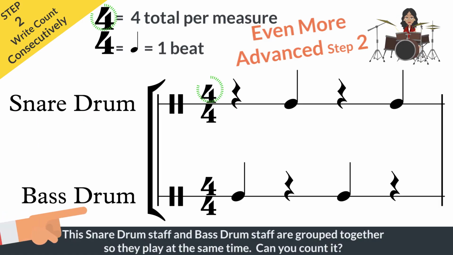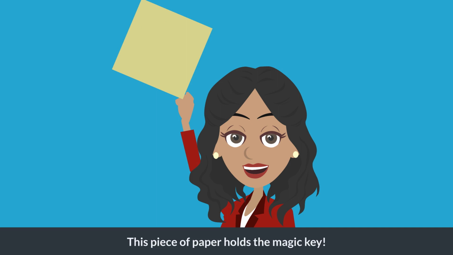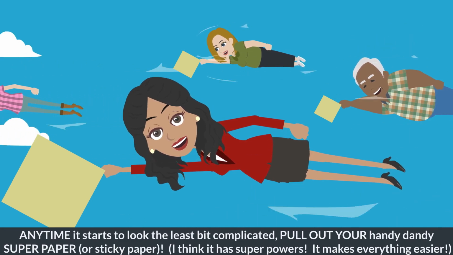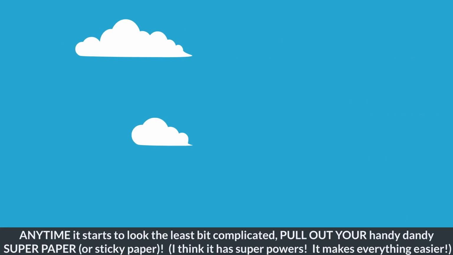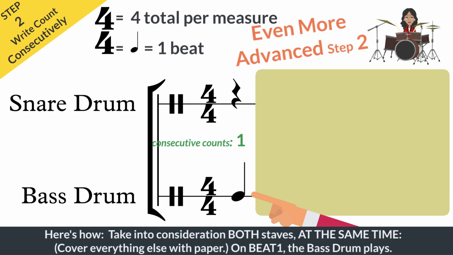This snare drum staff and bass drum staff are grouped together so they play at the same time. Can you count it? This piece of paper holds the magic key. Anytime it starts to look the least bit complicated, pull out your handy-dandy super paper, the sticky paper. I think it has superpowers. It makes everything easier. Here's how.